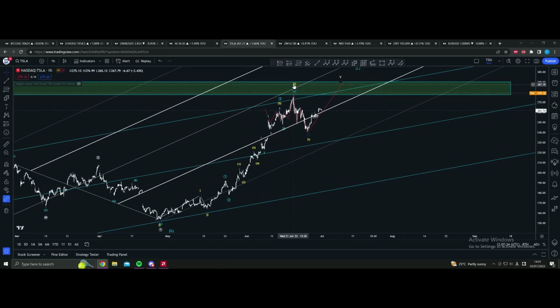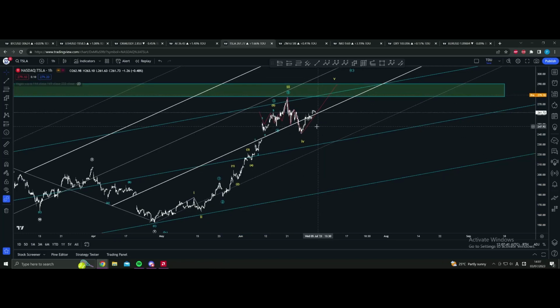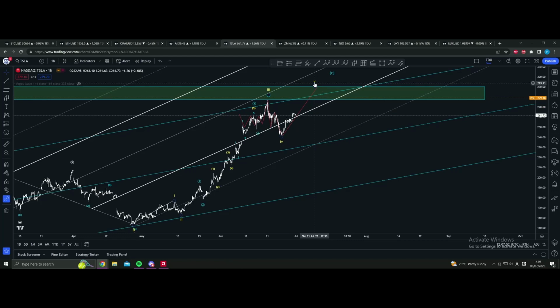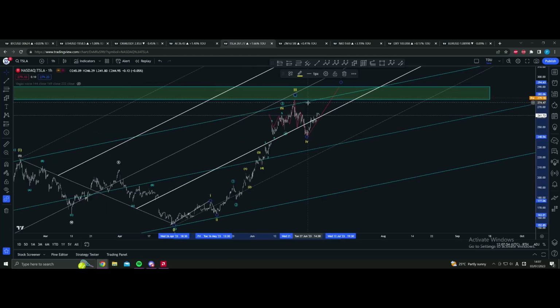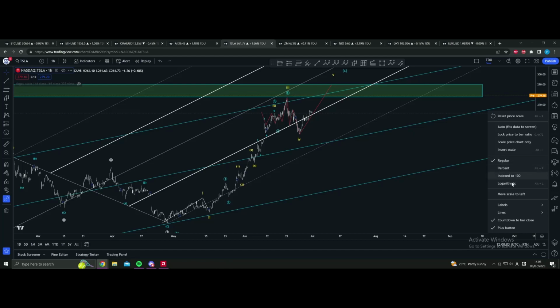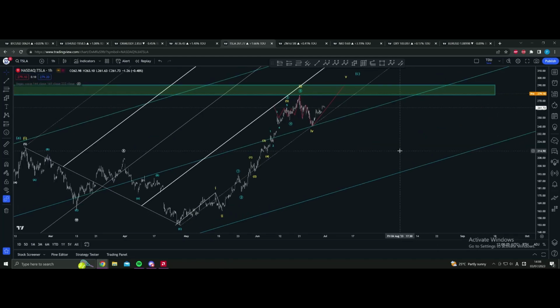I'm thinking that this was the end of the third wave, and now we had an ABC structure or a zigzag, and it could be done already. It was wave 4, but if not, this could be as well some sort of a triangle. So let's say A, B, C, D, E, and then off we go for the 5th wave. And comparing wave 2 to wave 4, there's a big difference for the moment. Not so bad in a logarithmic scale.